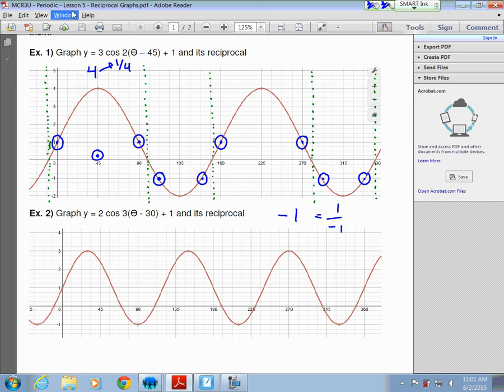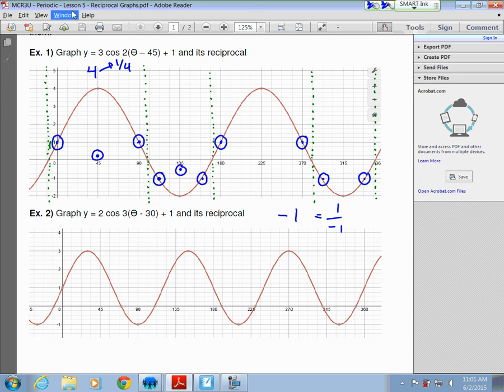Yeah, the x values stay the same. It's just the y values that we're flipping. Okay. Now let's look at the bottom here. Since this is negative 2, what's the reciprocal of negative 2? Negative 1/2. Okay. And do your best to be accurate. I mean, you can't make it perfect, obviously. Okay, but do your best.